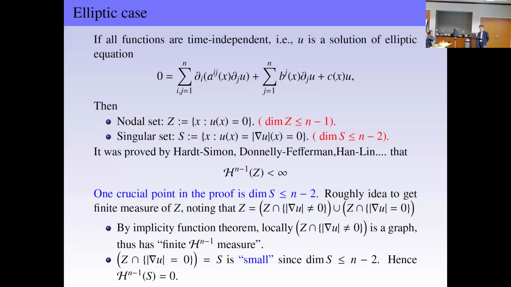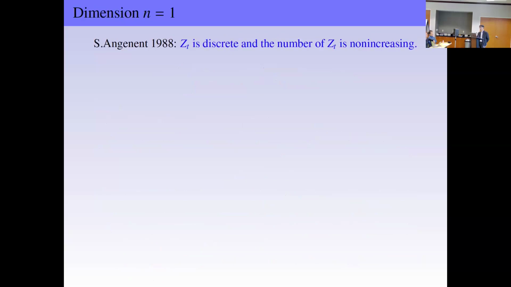And we will see that in the general parabolic case, this cannot work. So let's compare to the general parabolic case. Actually, very little is known. The first case is the dimension n equals 1.